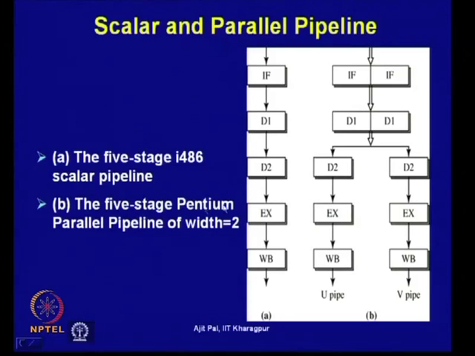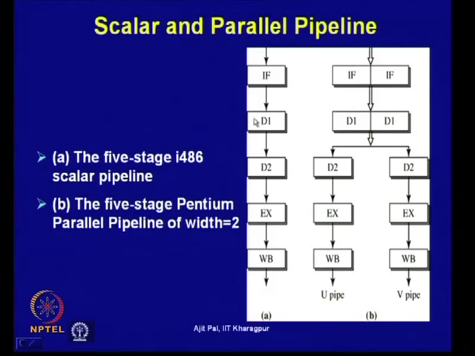Here is an example. Two processors are shown. The first one, A, corresponds to the 5 stage i486, that is your Intel 486 processor, where no superscalar technique was introduced, but it is a simple scalar pipeline with 5 stages: instruction fetch, decode stage 1, decode stage 2. Decoding was complex because these processors use complex instructions. That is why the decoder stage was divided into 2 stages, decode 1 and decode 2. Then there is an execution stage and write back. That was the 486 processor pipeline. So it is a scalar pipeline.